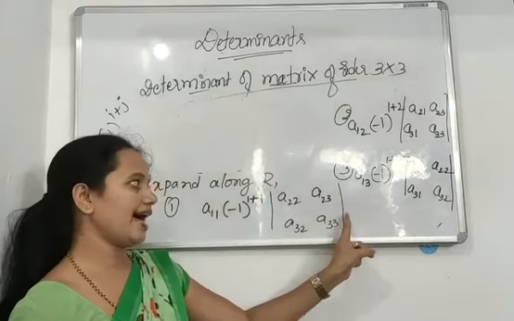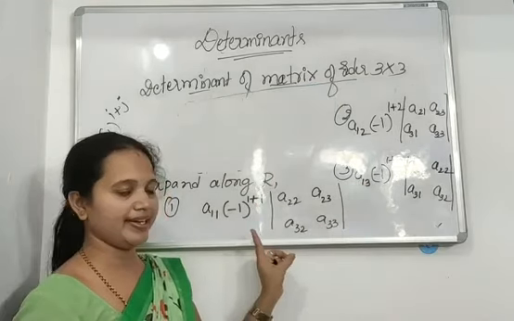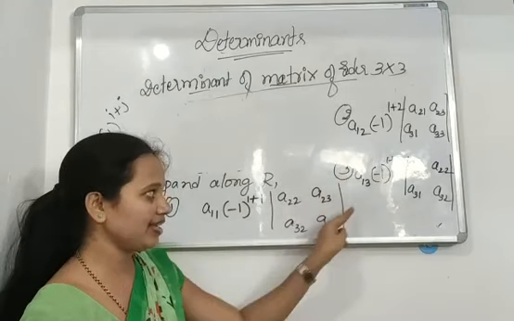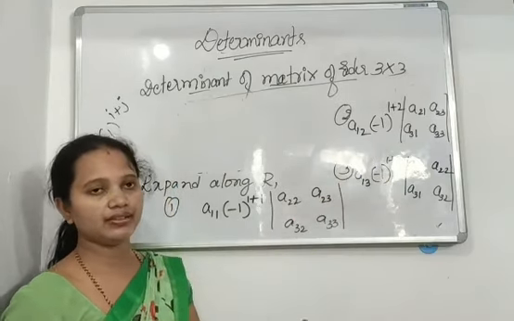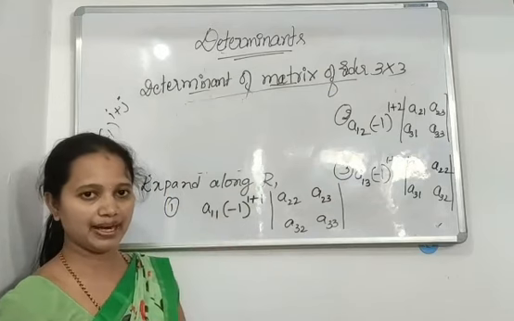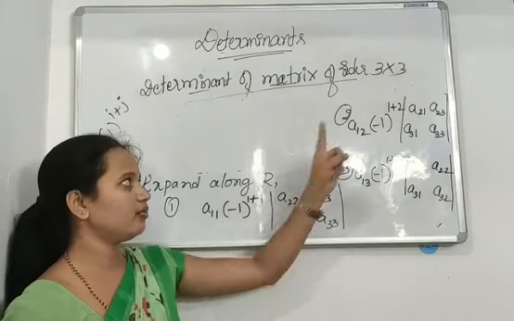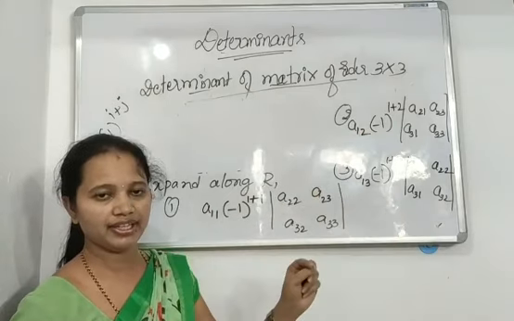Then you have to add the values obtained in steps 1, 2 and 3. By adding these three values, you will get the determinant of the matrix.